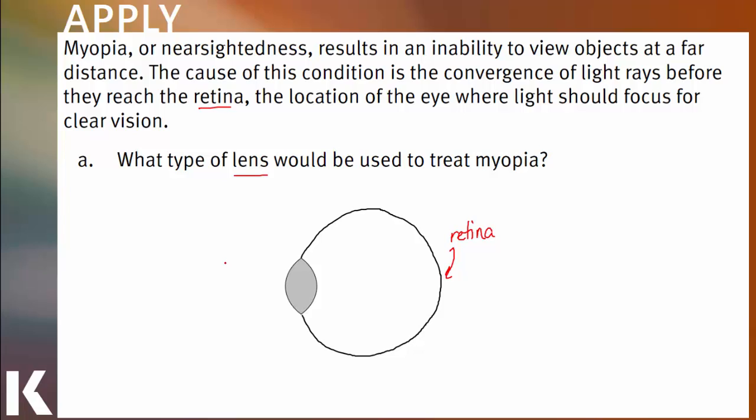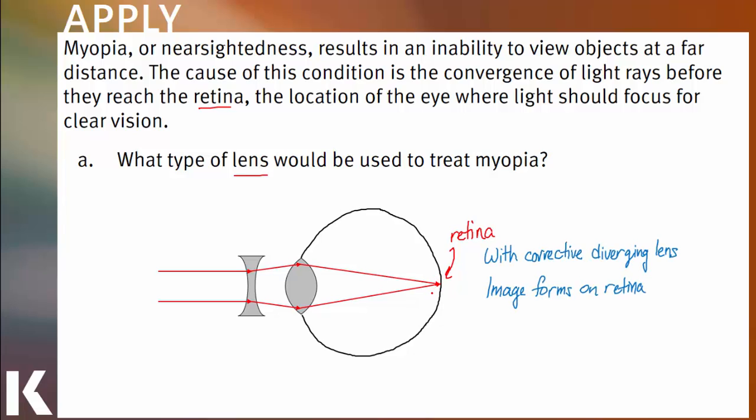So let's see how the ray diagram will look with the addition of a diverging lens. Here we have the parallel rays of light being spread out by the additional diverging lens. It will then be focused by the eye's native converging lens. And if we get the prescription just right, that would result in the image forming directly on the retina, which would give our individual very clear vision.